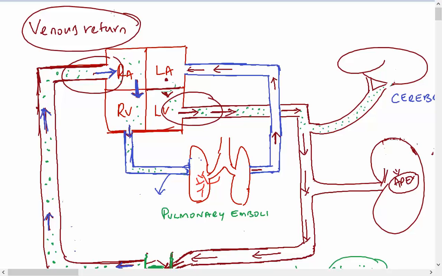The blood entering the right atrium is called venous return. Understand? So when the blood comes out from the heart, that we call cardiac output. Clear? You all understand this? So cardiac output, I shortly write it as CO.